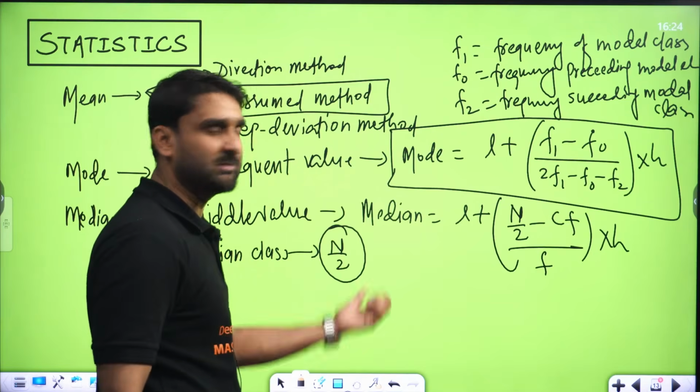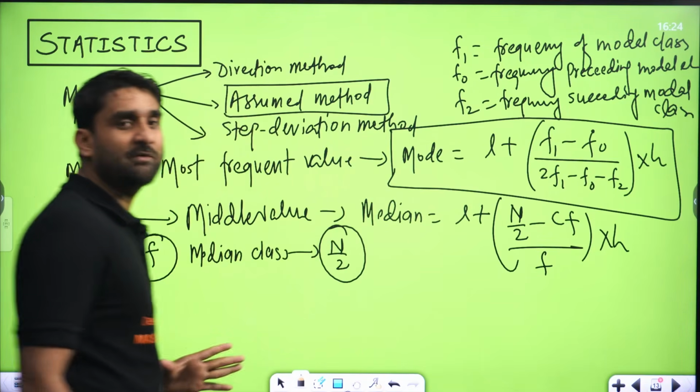N by 2 is the half of the sum of the frequency. Okay, now using this formula you can find out the median.